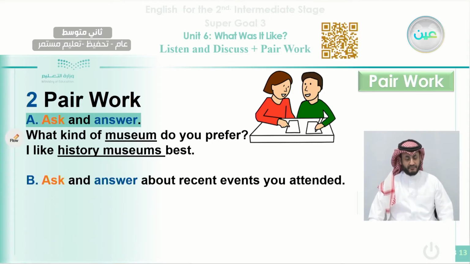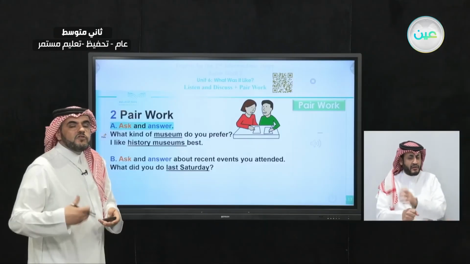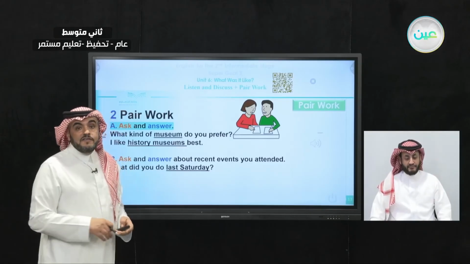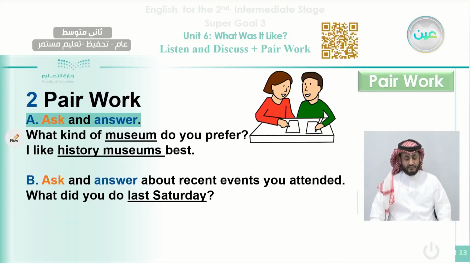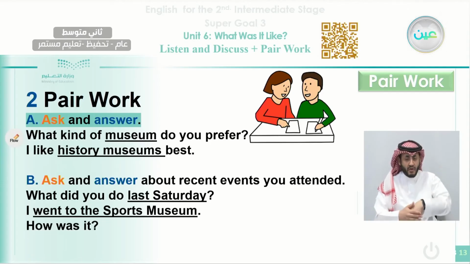Ask and answer about recent events you attended. You can say, what did you do last Saturday? Okay, if you ask this question, that means you want to know about the activity that your partner had previously. So you can ask like this, what did you do last Saturday? Or you can choose the day that you want to know when he or she had the activity. I went to the sport museum. This is one possible answer.